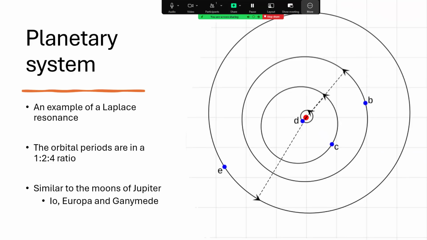Now, those Laplace resonances tend to push the planets into more elliptical orbits. They keep giving each other a nudge in the same direction every time they meet. And so that forces them off circular. And as a result, they end up approaching closer and further away from the star. And that creates the situation for tidal heating inside them, inside any rocky core.